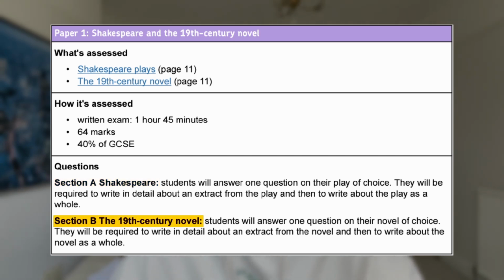Section B is the 19th century novel, which I did Jekyll and Hyde for. Again, very similar, you get given an extract, you have to write in detail about the extract and also about the novel as a whole, and you need to answer a question based on a specific theme or character.